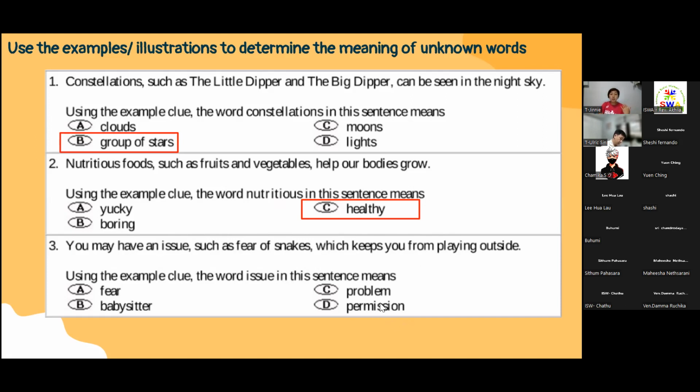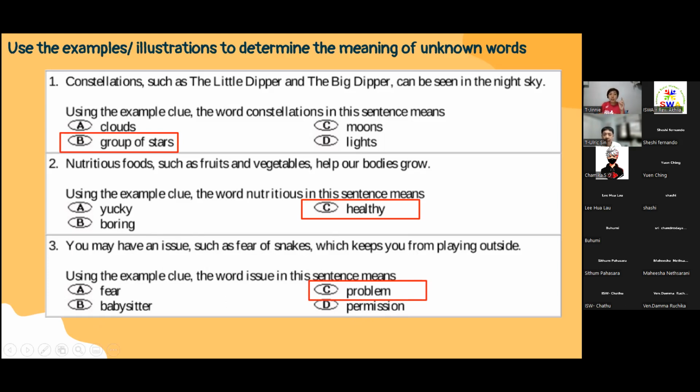So it's definitely not permission. It doesn't sound like permission, unless you say you may have an issue, such as your mother scolding you, which keeps you from playing outside, then maybe permission will be useful. But here, the answer is actually C, problem. The issue here has the meaning of problem. You may have a problem such as the fear of snakes. Because of this problem, because of this issue, it does not allow you to play outside.